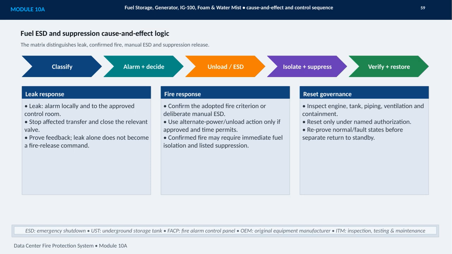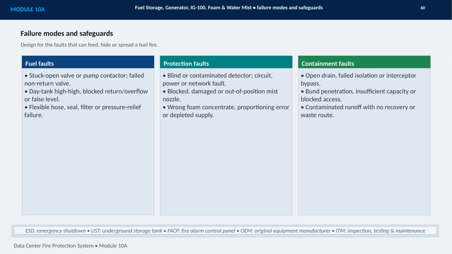Reset requires named authorization, followed by reproving normal and fault states before the system is returned to standby. This sequence preserves clear decisions, verified feedback, and controlled restoration. This slide organizes the main failure modes into 3 connected areas: fuel, protection, and containment. The key idea is to design for faults that can feed, hide, or spread a fuel fire.